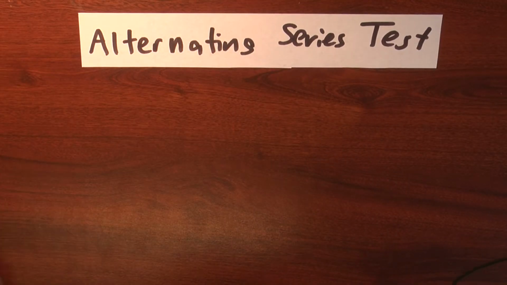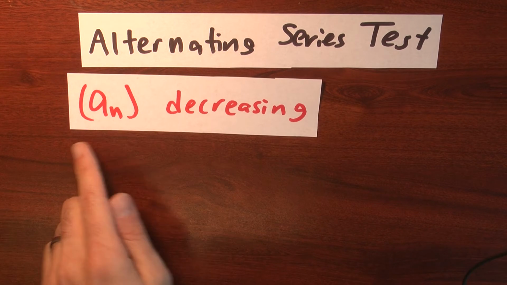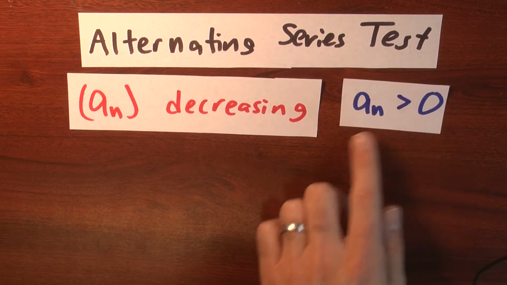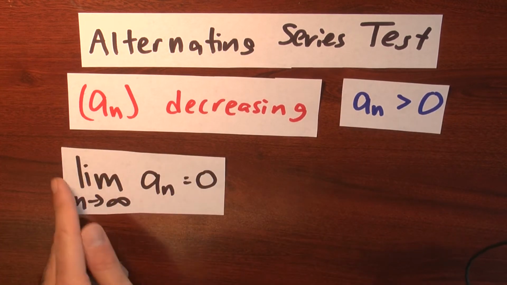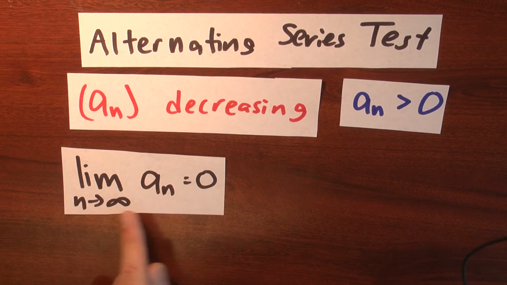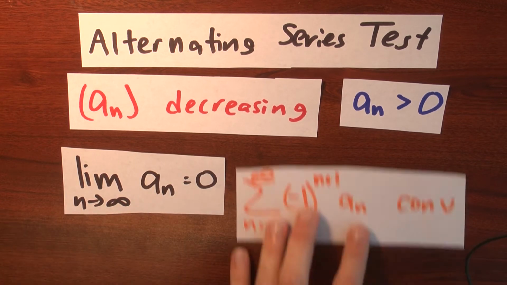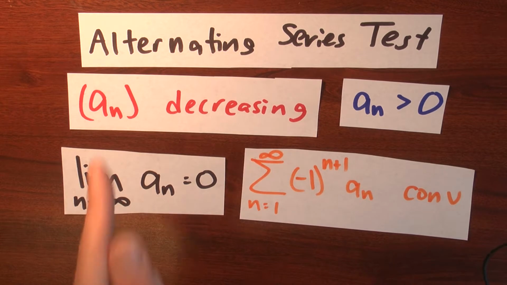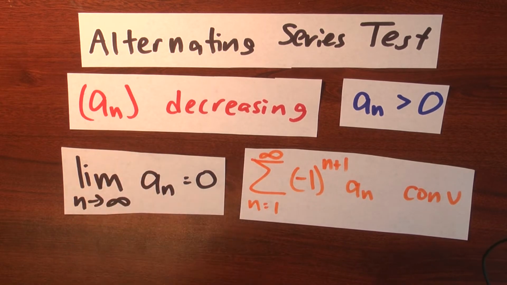Do you remember the statement of the alternating series test? Here's what the alternating series test tells us. If I've got a sequence, the terms of which are decreasing and they're all positive, and the limit of a sub n as n approaches infinity is 0, then the alternating series that I build using the sequence a sub n, the sum n goes from 1 to infinity of -1 to the n plus 1 times a sub n. So this is an alternating series.